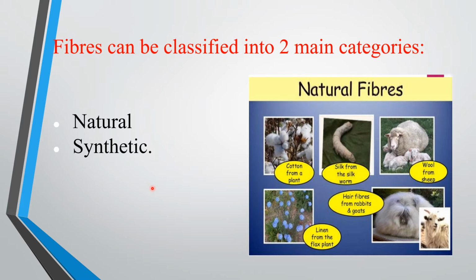Among these, cotton and linen are called plant fibers because they are obtained from plants, whereas silk, wool, and hair fibers are called animal fibers because they are obtained from animals.